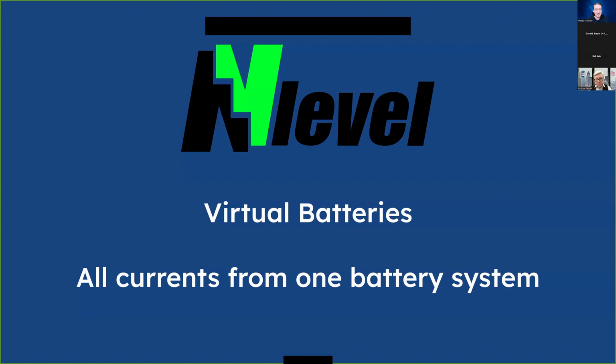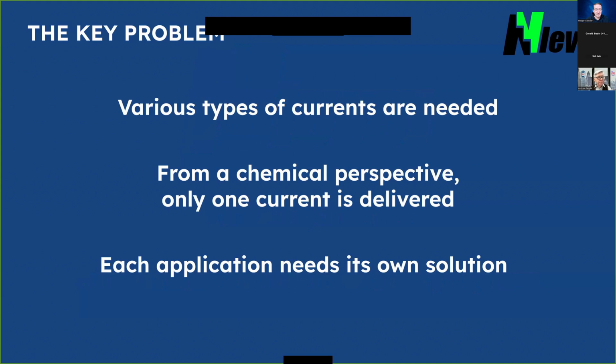Today we will discover how we generate multiple currents from one battery pack using our virtual battery system. The key problem is that various types of currents are needed for applications, and sometimes there is more than one application at the same time. From the chemical perspective, the current delivered from the battery is only one. Today, each application needs its own solution to convert this current into the application current.